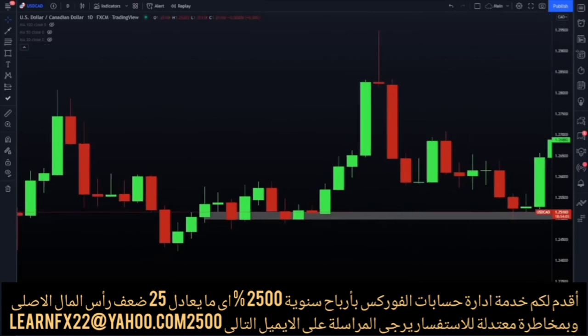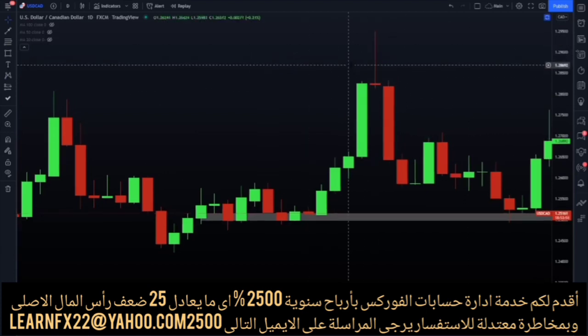Again, we are looking for patterns. We are looking for clues. We are looking for information that the market can tell us so that we can go and use that. So the market came up here, right? We had a strong rally for several days, and then we had this candle.